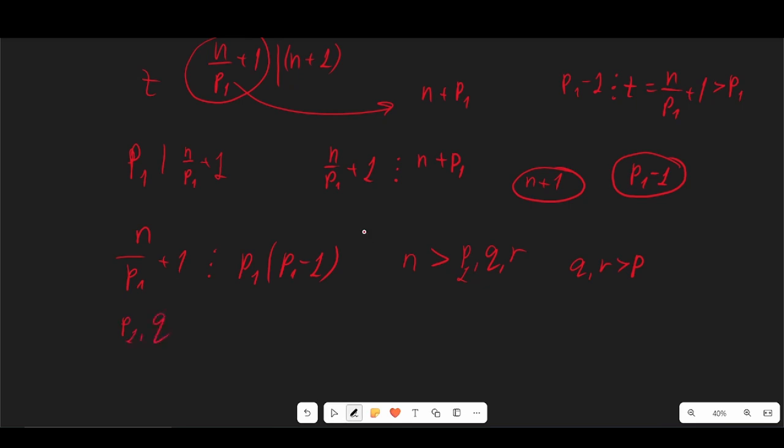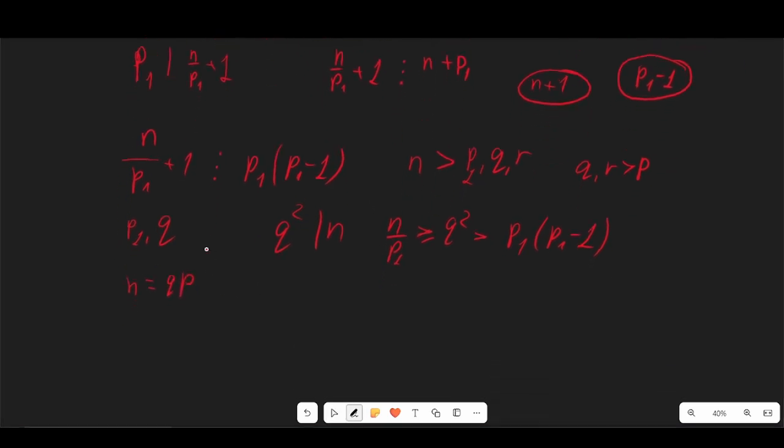And we cannot have any perfect square dividing n. So n is square free, because if q squared divides n over p1, this would be greater or equal to q squared, which is greater than p1 times p1 minus 1. Contradiction. So n is exactly p times q, or q times p.